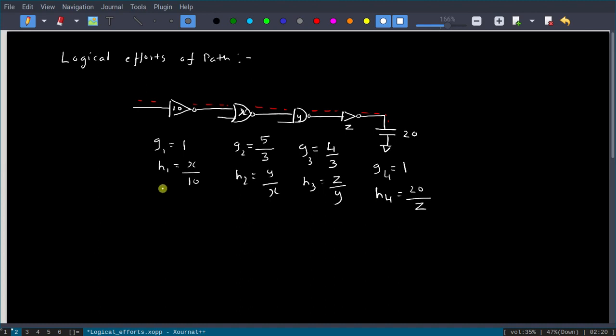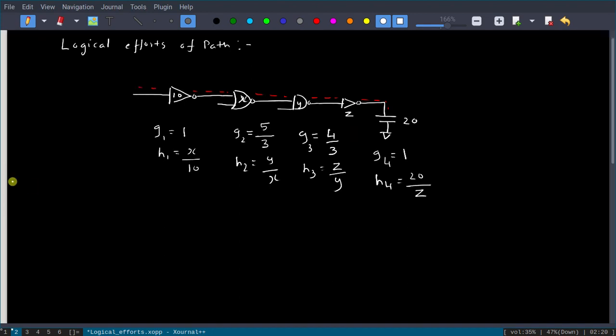So, we have calculated the logical effort and electrical effort of each individual gate. The question is actually that you have to find the logical effort of the complete path. For that we need to define many terminologies. Let us define that one by one. So first one is the path logical effort.